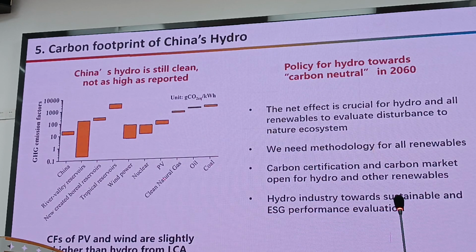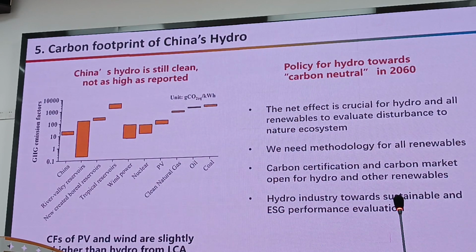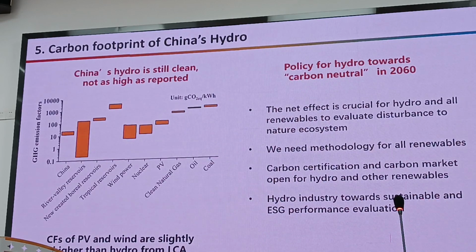And for the PV, every PV plate has to be replaced every 10 or 15 years. So the construction of the PV plate still carries a carbon footprint, like hydropower. So you can see the comparison between different kinds of energy. The carbon footprint of PV and wind is significantly higher than that of Chinese hydro from the LCA.